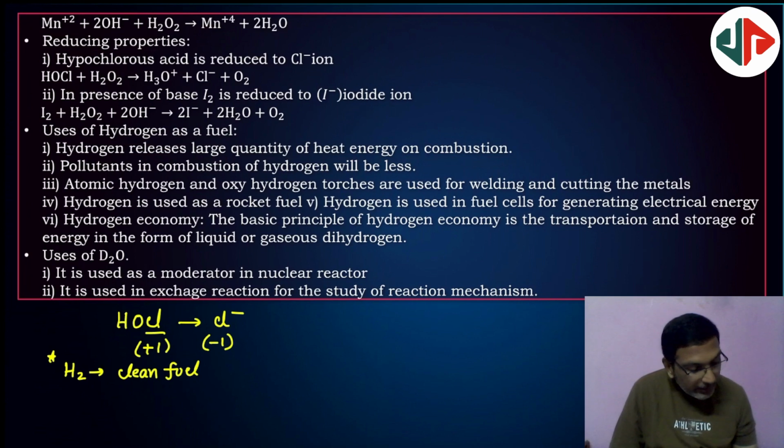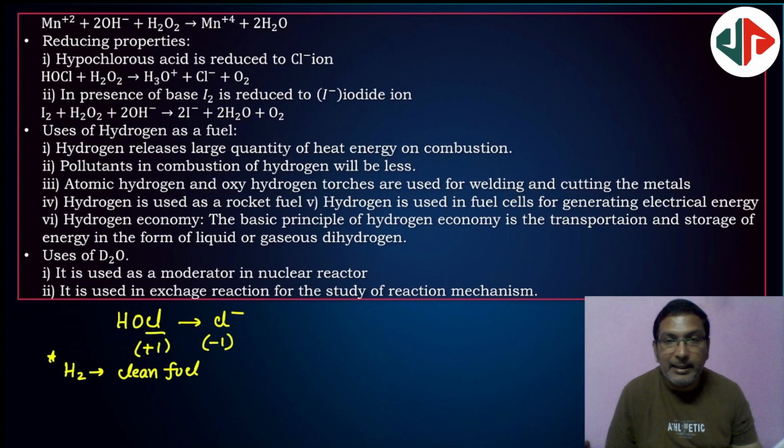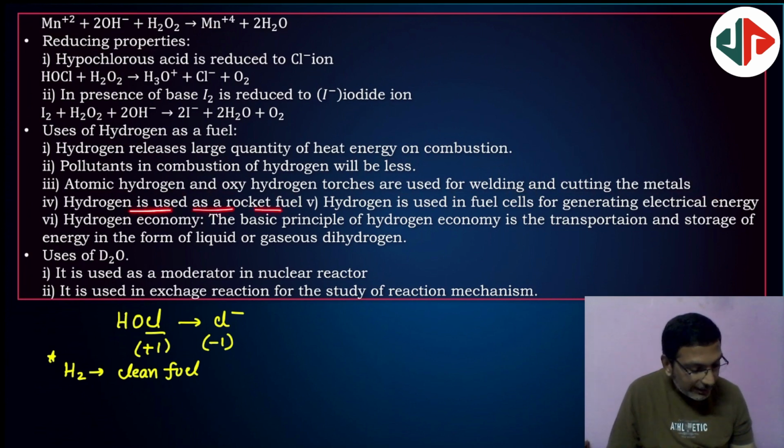Next, this point is very, very important. Atomic hydrogen and oxyhydrogen torches are used for welding and cutting of metals. They can release large amount of heat. Next, hydrogen is used as rocket fuel. Next, it is used in generation of electricity.